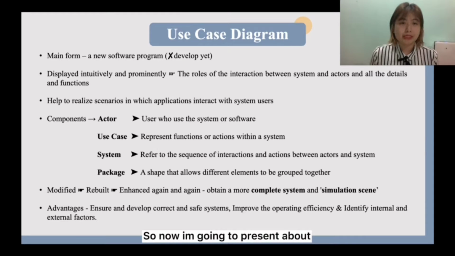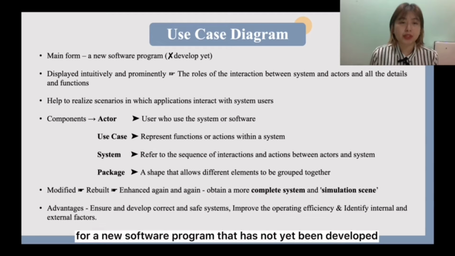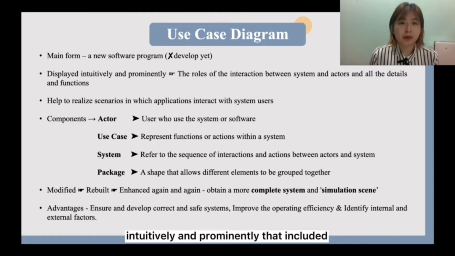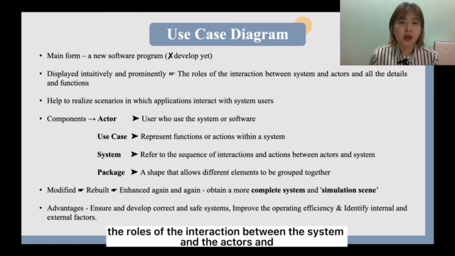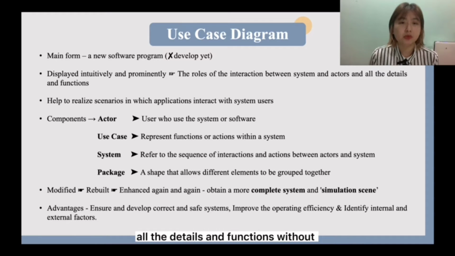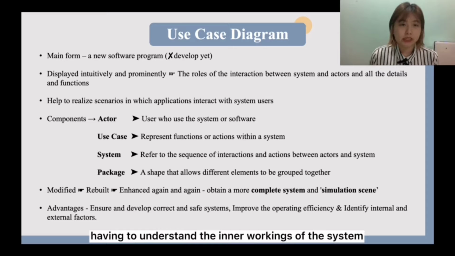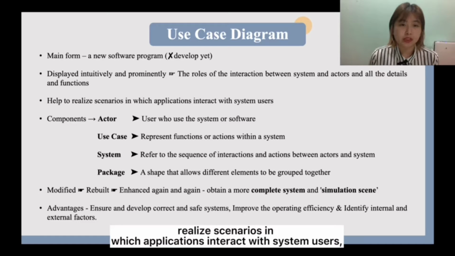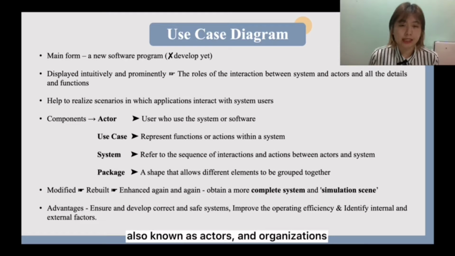So now I'm going to present about the use case diagram of the bus ticket booking system. So first of all, use case diagrams are the main form required for a new software program that has not yet been developed. It is also a diagram that can be displayed intuitively and prominently, that included the roles of the interactions between the system and the actors and all the details and functions without having to understand the inner working of the system. This diagram can help us to realize scenarios in which applications interact with system users, also known as actors and organizations.